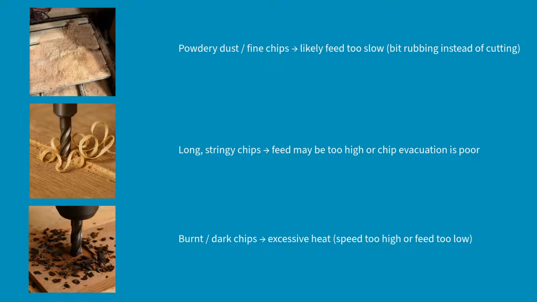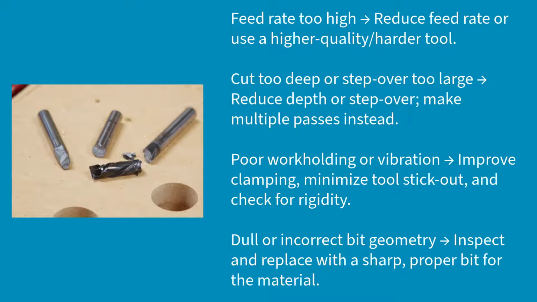Another common issue if your cut settings are having an issue is your bit breaking. And there are a couple causes for this, and we're just going to talk through them really quickly. The first is that your feed rate is too high. And if your bit's breaking and your feed rate is too high, try reducing the feed rate or using a higher quality, harder bit. If your cut is too deep or your step over is too large, that can also cause the bit to break, and you'll want to reduce the depth or step over and make multiple passes instead.